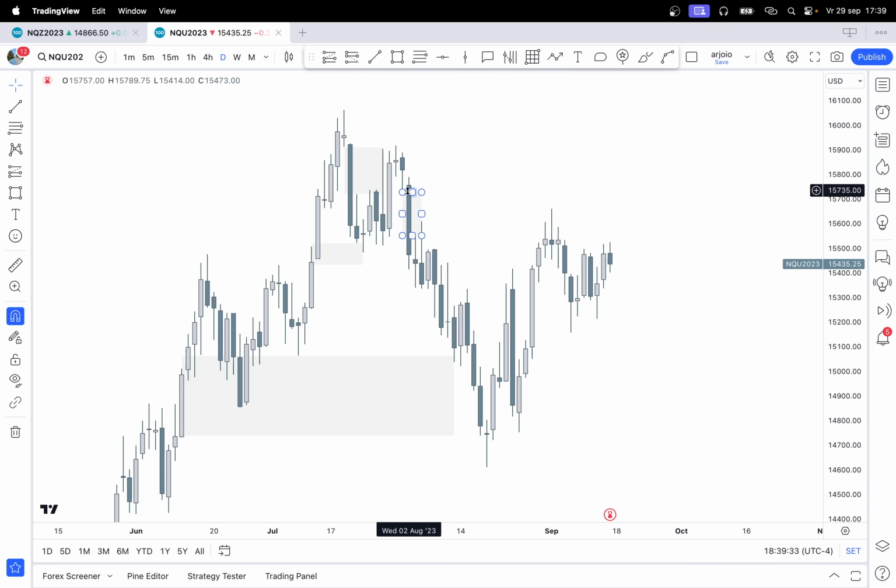Is that getting disrespected? Well, on a candle close basis, we might say yes, but we don't have bullish fair value gaps. So is that getting disrespected right now? No. So which one is the stronger fair value gap? That bearish fair value gap.